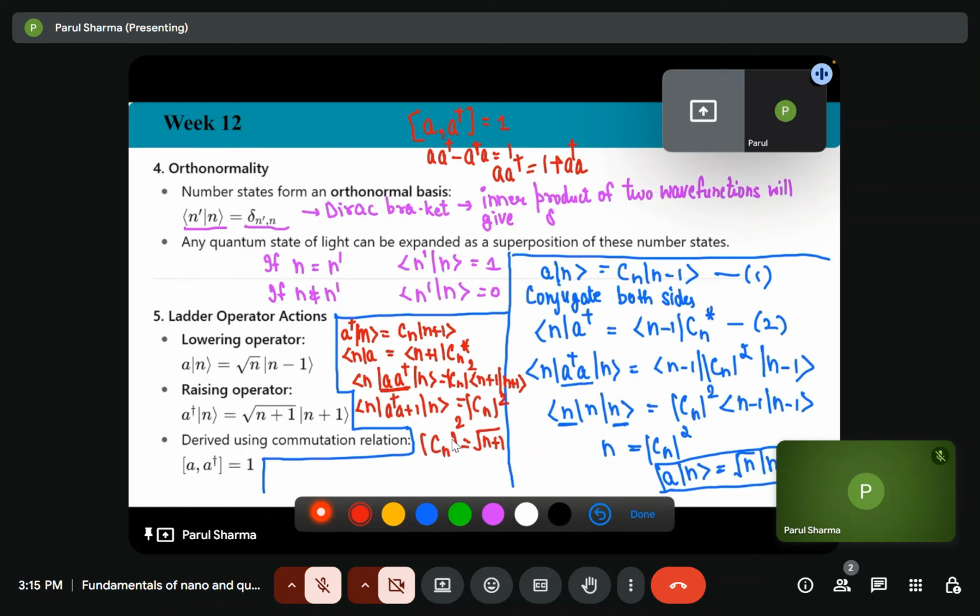It means when A dagger operates on a number state, it will give the coefficient value root of n plus 1, and we will move to the one state up.